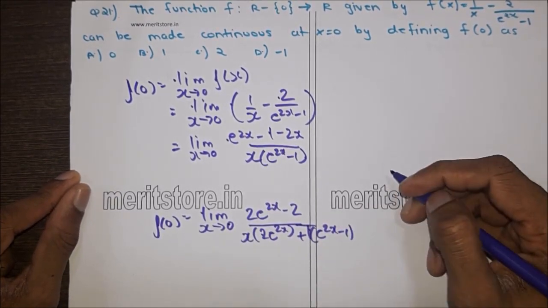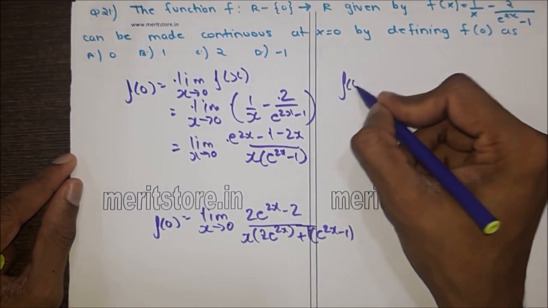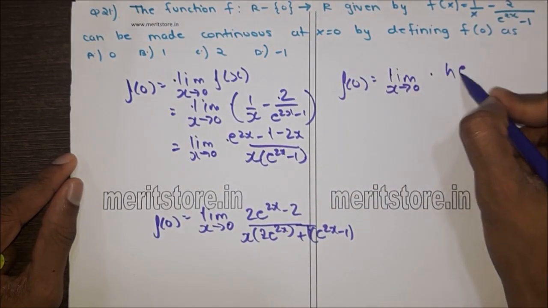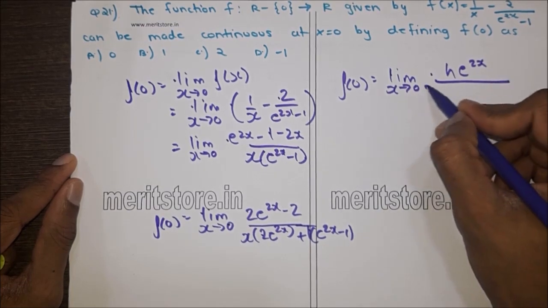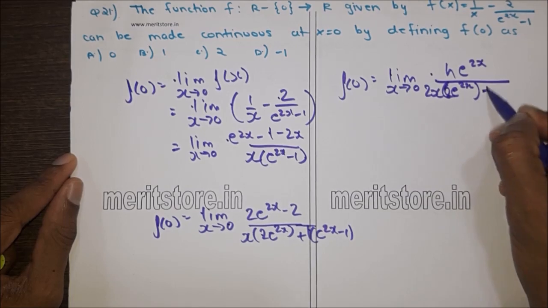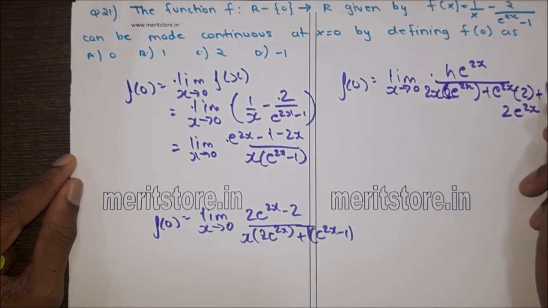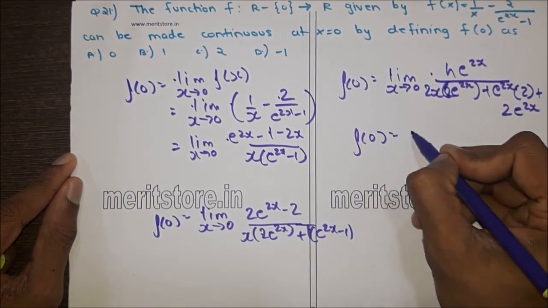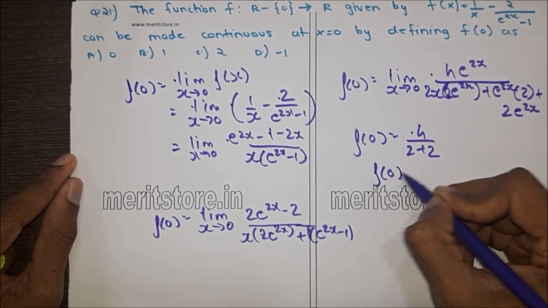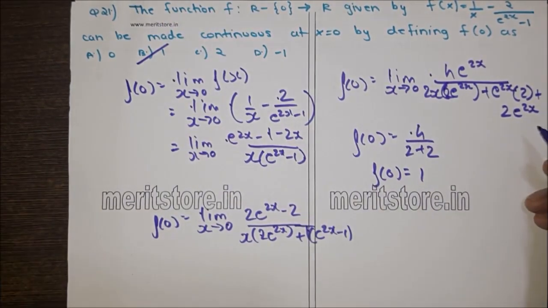Further, applying L'Hospital's rule on the right hand side, we get f of 0 equal to the limit as x approaches 0 of 4 into e raised to 2x upon 2x into 2 into e raised to 2x plus e raised to 2x into 2 plus 2 into e raised to 2x. On solving, we get f of 0 equal to 4 upon 2 plus 2, so f of 0 equals 1, which matches with option B. Therefore option B is the correct answer.